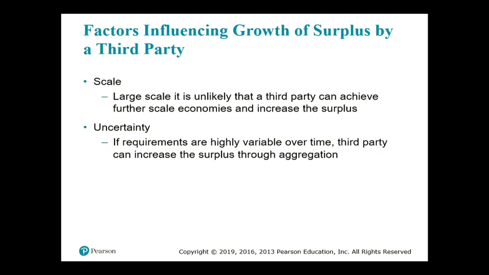Another element is uncertainty. If we have a very highly variable requirement over time, then the third party is potentially able to aggregate these uncertainties with other customers. The aggregation effect will reduce the total variability and therefore reduce the uncertainty faced by each customer. So higher uncertainty would make a third party more valuable.